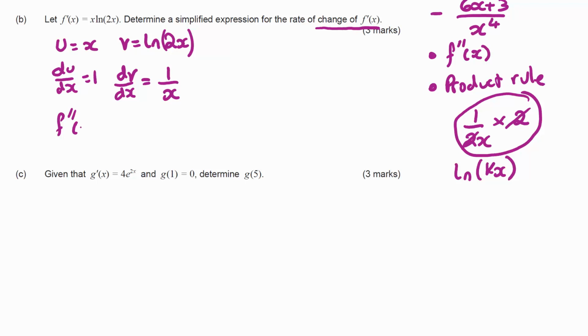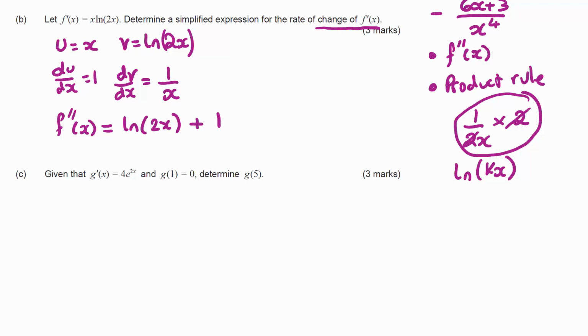So f double dashed x is v times du/dx, which is log of 2x, plus u times dv/dx, and if you do x times 1 over x, you just get 1.